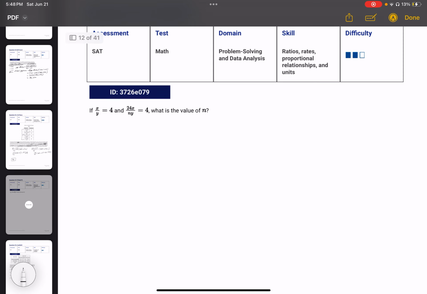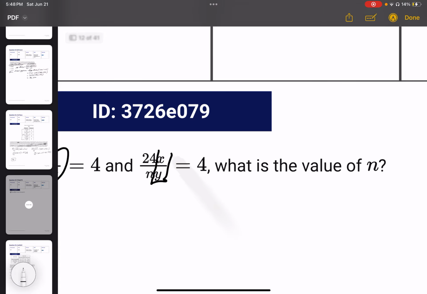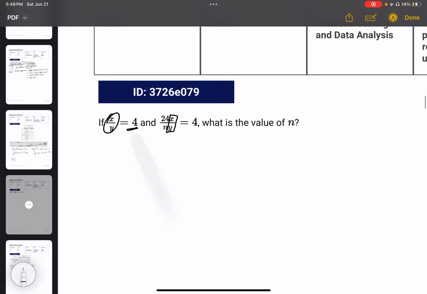Okay, looking at the next one. If x over y is equal to 4 and 24x over ny is equal to 4, what is the value of n? So we need to kind of plug in for this question. So I see an x over y here, and also an x over y here. Okay? So now we can plug in, we know that's 4, so this is going to be equal to 4. So you have 24 over n times 4 is equal to 4.